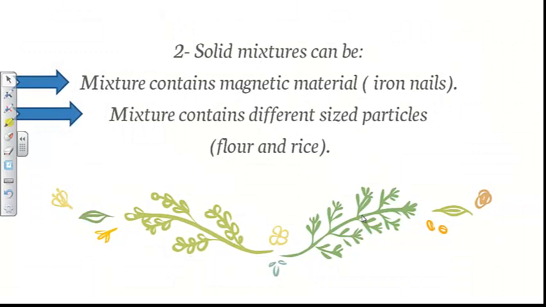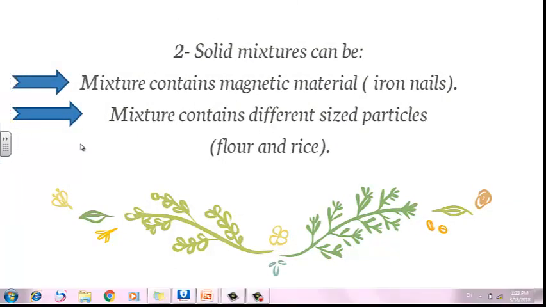The second type of mixtures we have is the solid mixtures. Solid mixtures can be a mixture that contains magnetic material like iron nails or pins or something that is made up of iron, or something made of a material that's magnetic that will be attracted to a magnet. Or a mixture containing different sized particles, two different particles of different sizes. Both of them are solid, like for example flour and rice.